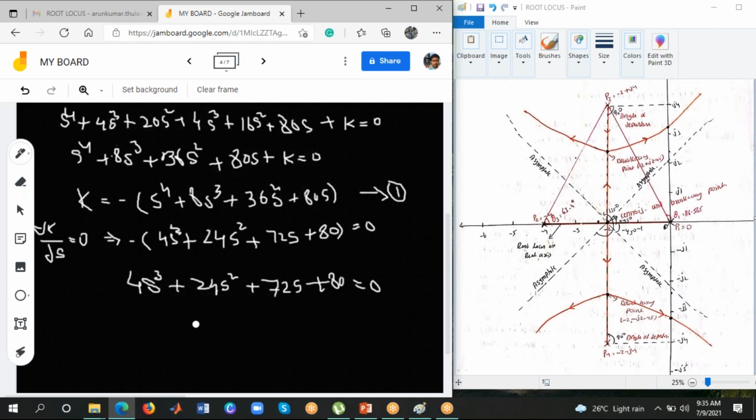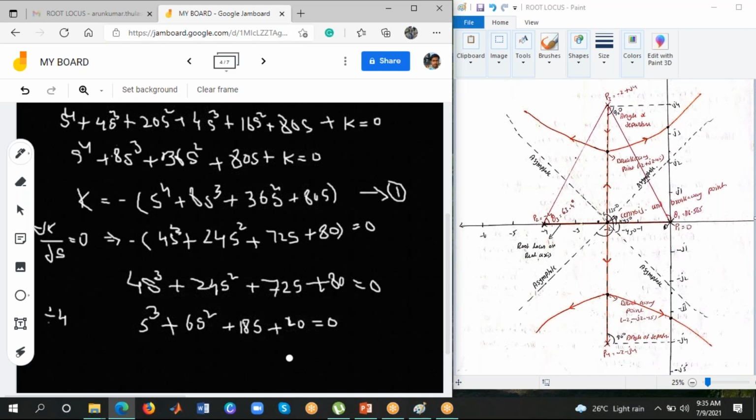Now, is it divisible by 4? By 4: 4 ones are 4, 4 sixes are 24, 4 times 18 is 72. So it is divisible by 4. Okay. So we'll get s cubed plus 6s square plus 18s plus 20 equals 0.